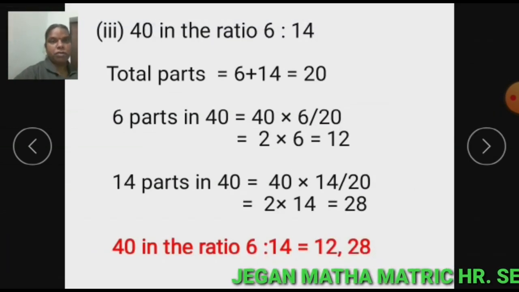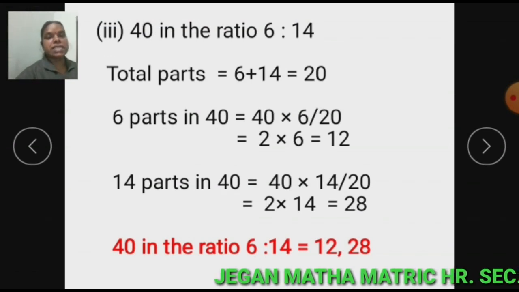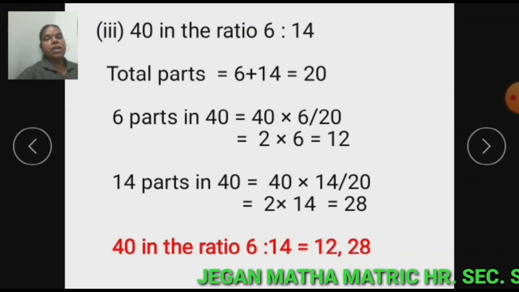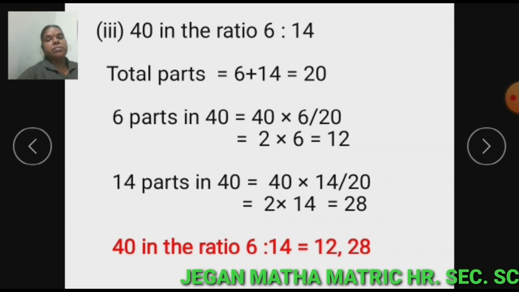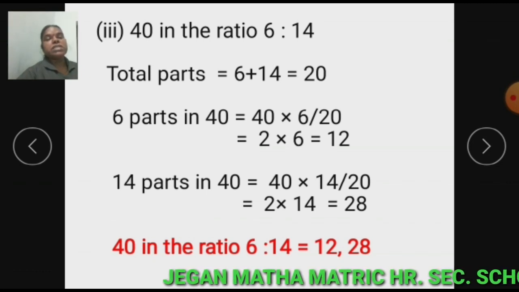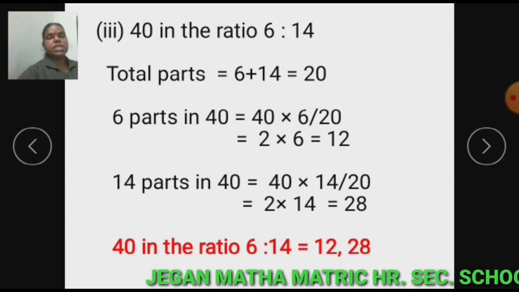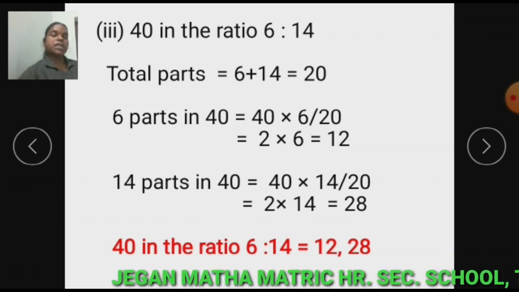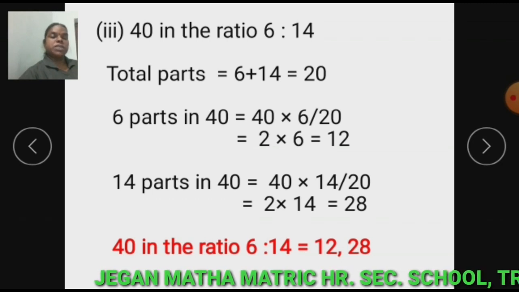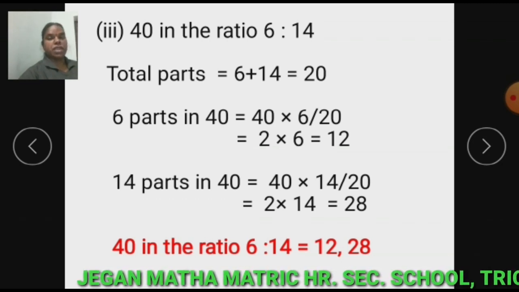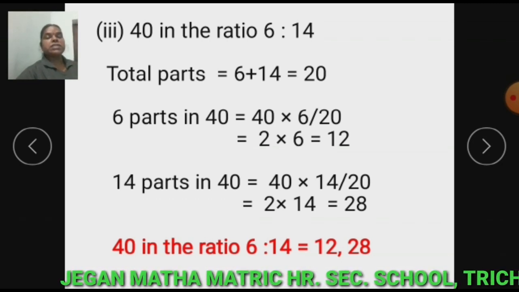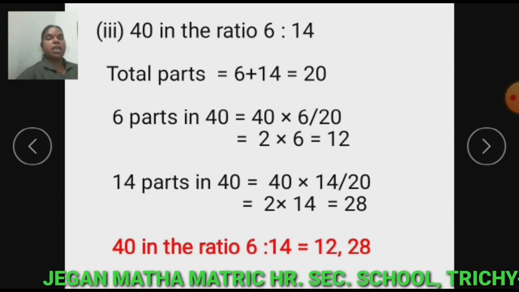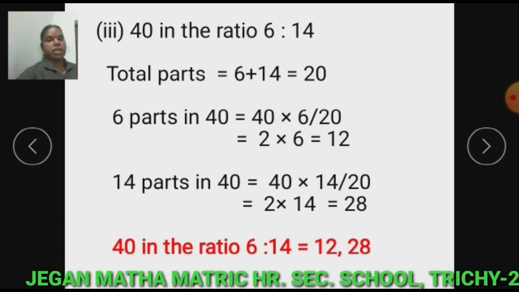Subdivision 3. 40 in the ratio 6:14. From this ratio, 6:14 is said to have a total of 6 plus 14 parts in it. So 6 plus 14 equal to 20. Now we find 6 parts in 40 and 14 parts in 40.